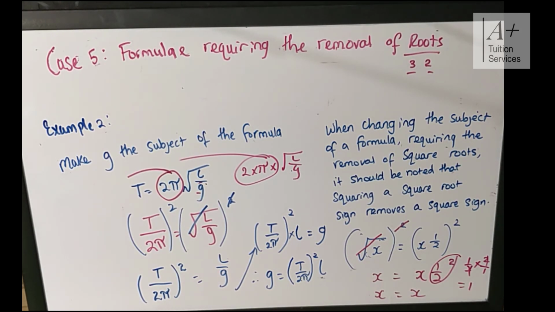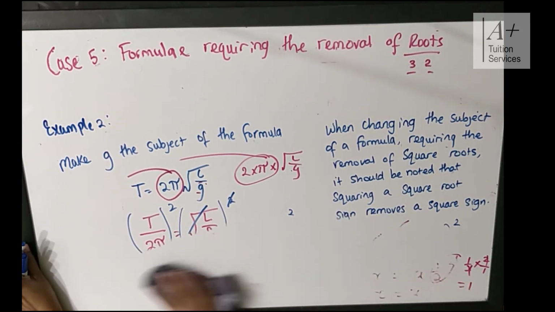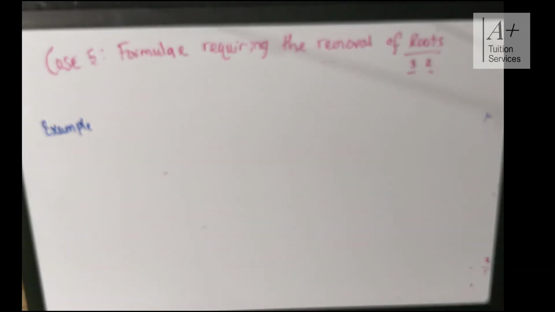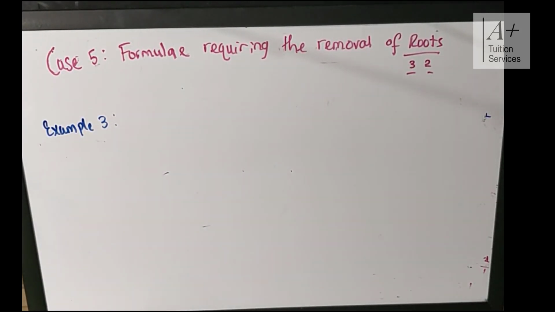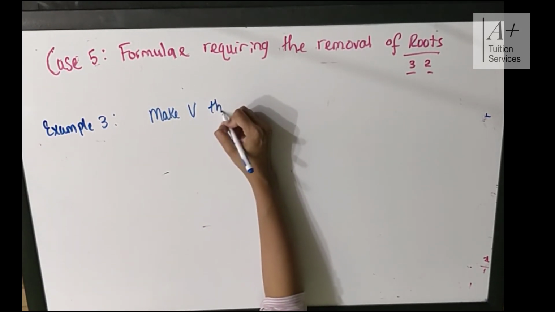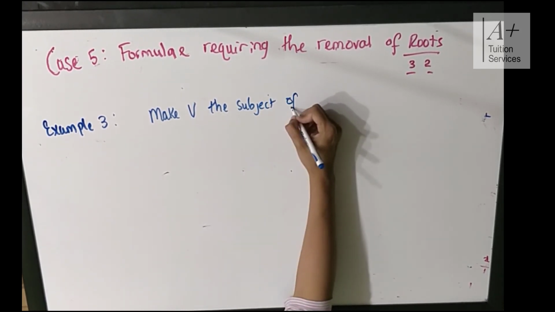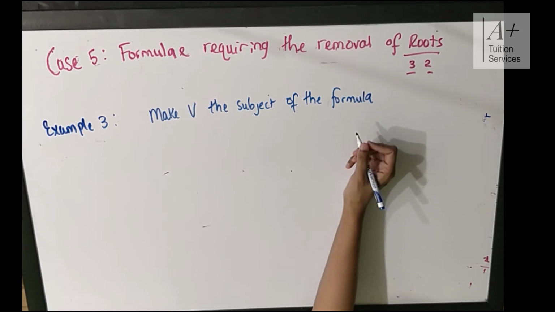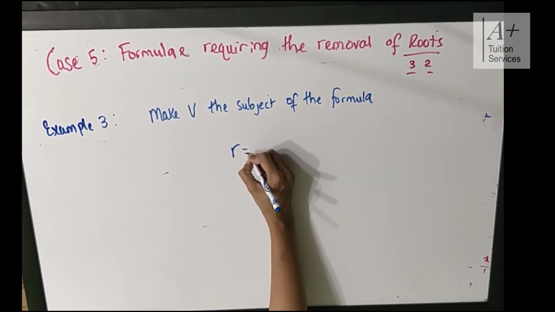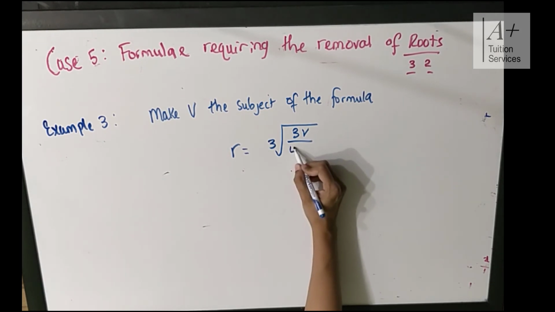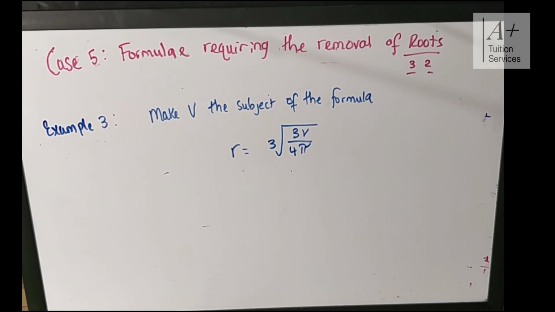Now I want to look at a third example under case 5 with a cube root. So I'll take off everything from the board for space purposes, right? So we have example 3. And example 3 says, make V the subject of the formula: R is equal to the cube root of 3V over 4 pi. So we want to make V the subject of the formula.